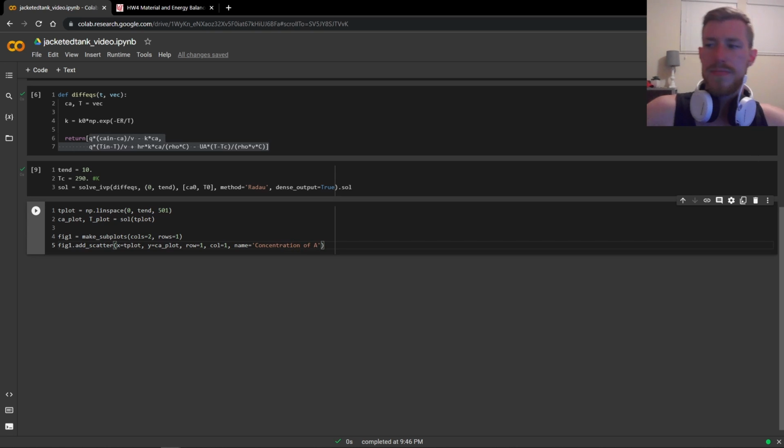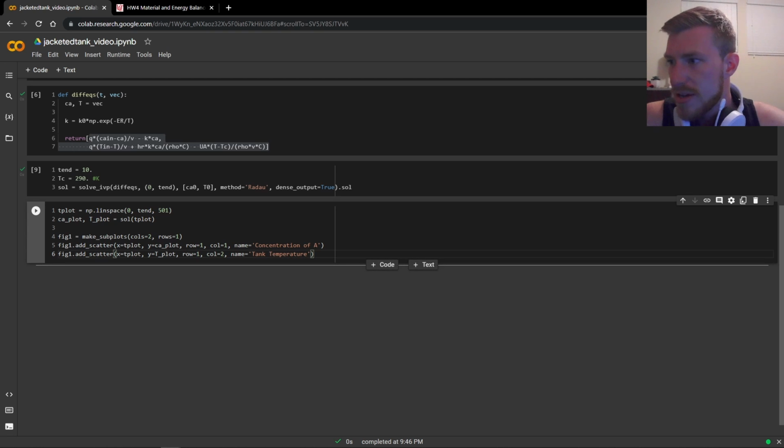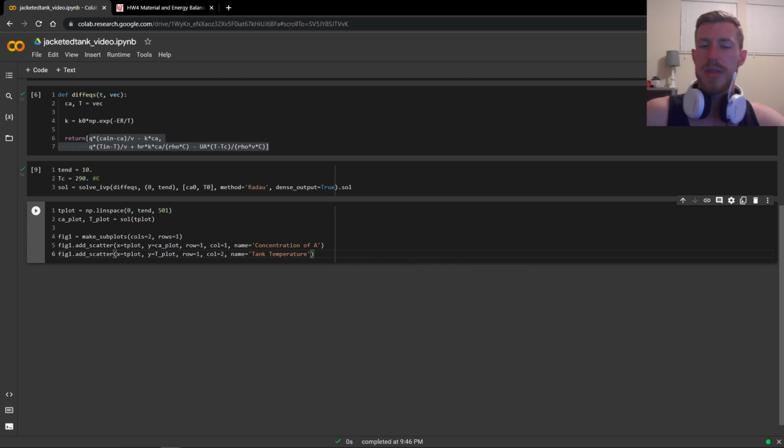And then we want the name to be equal to concentration of A. And then basically we're going to do more or less the exact same thing for our temperature plot, except instead of plotting the concentration of A, we're going to be plotting the change in temperature over time, and we want it in column 2 because we want it to be to the right of the concentration of A. And then this is going to be tank temperature. Did I spell temperature right? Temperature. Okay, yes, that's spelled correctly. So I think this should graph our coolant at a temperature of 290, hopefully.